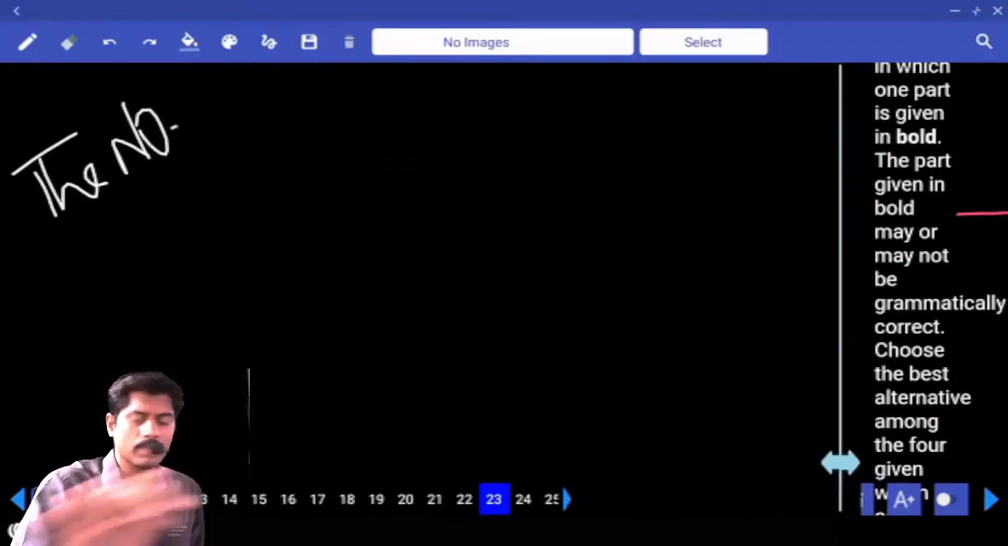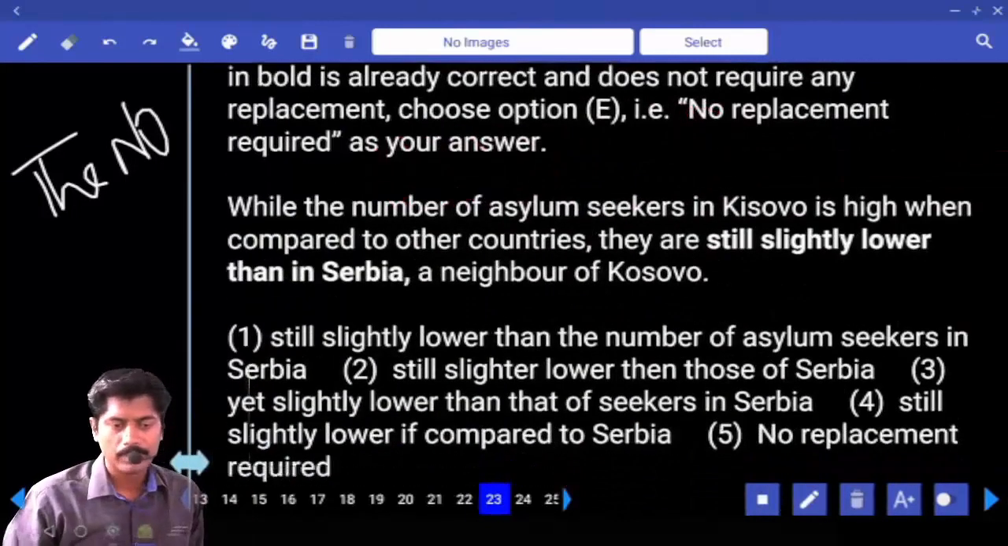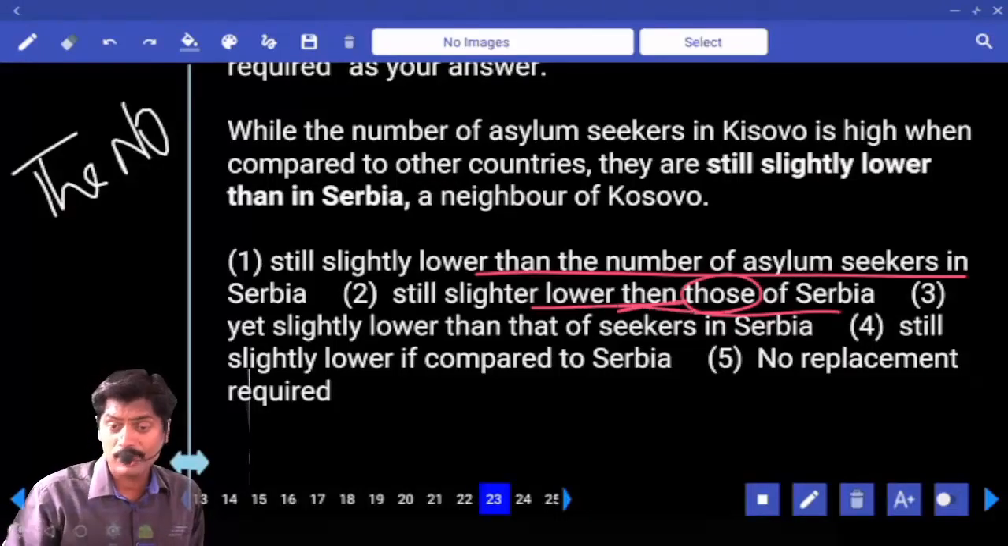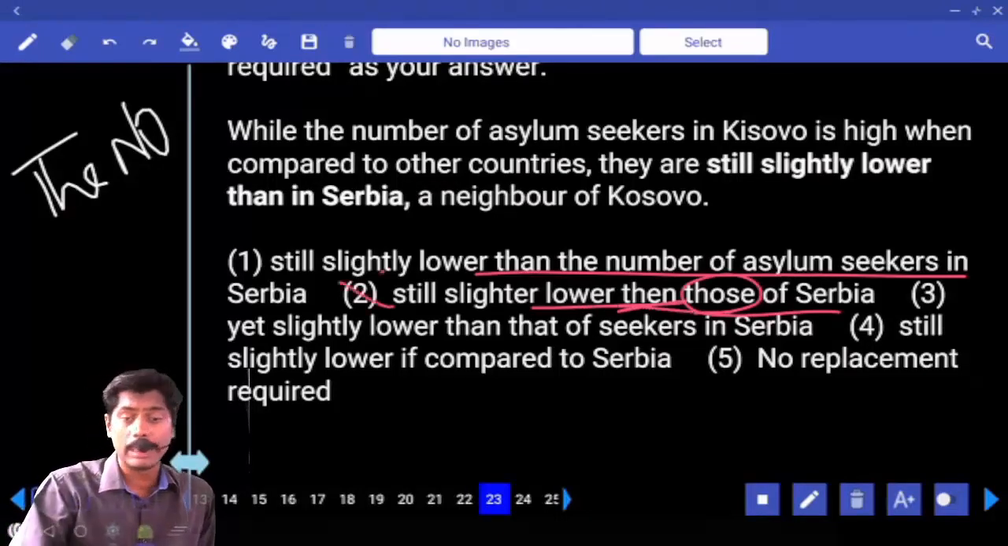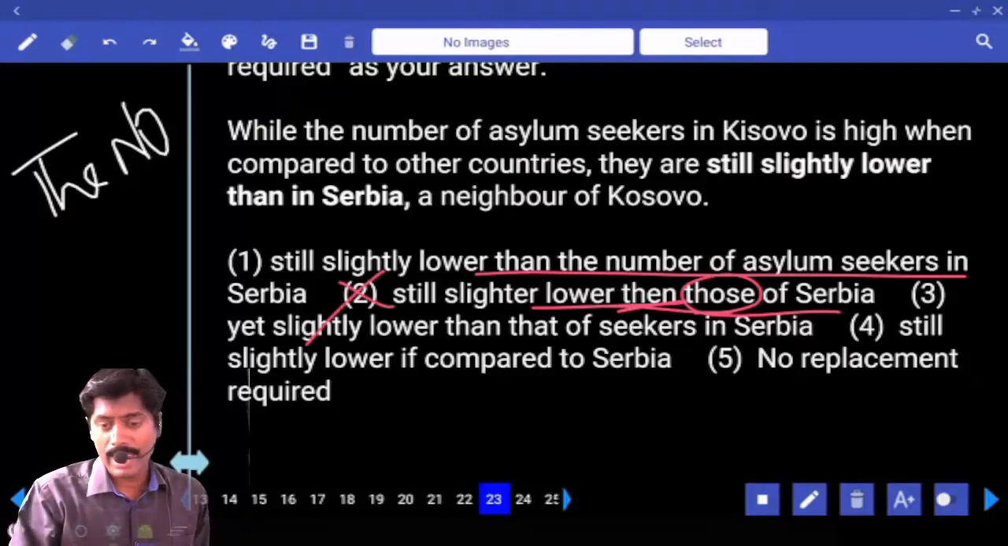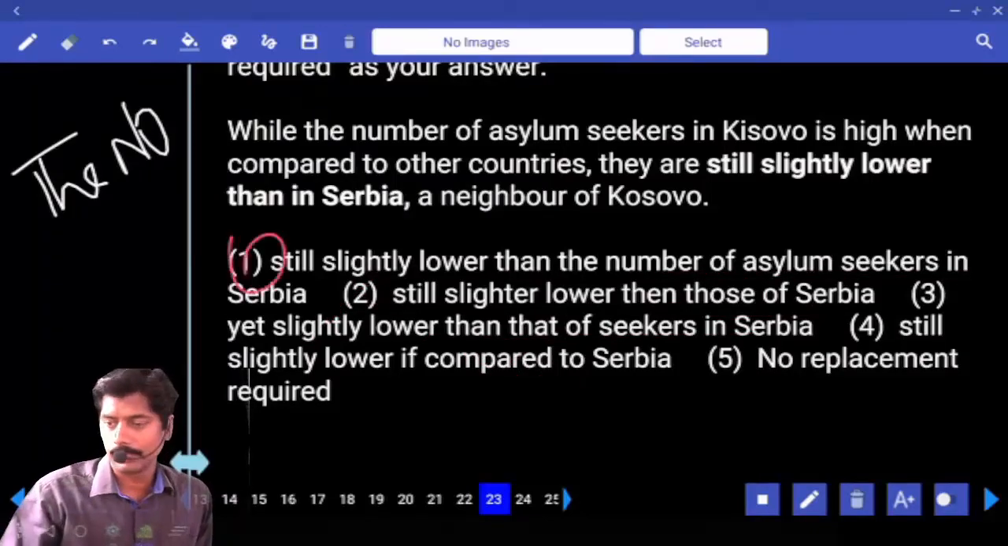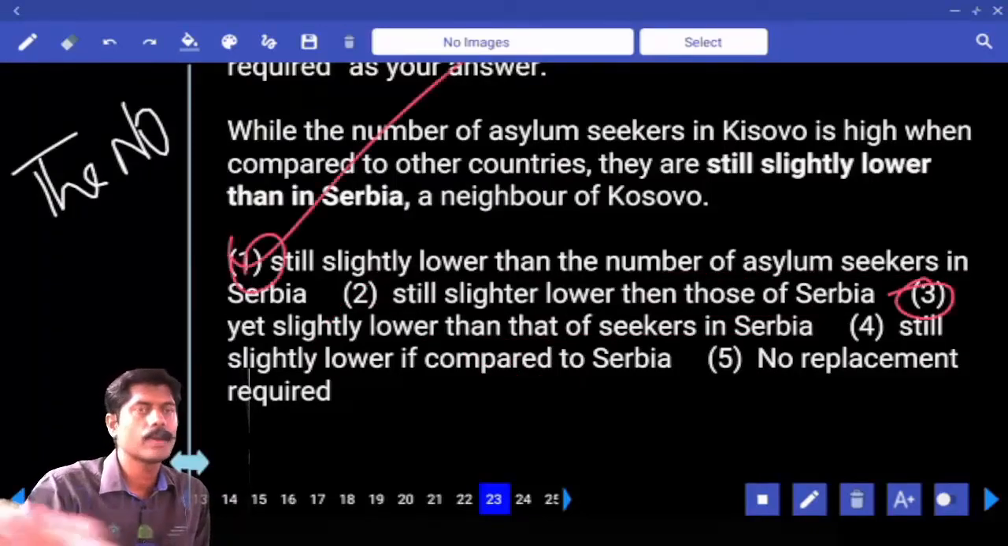Let me look at the options later on. I'll explain that. Lower than the number of asylum seekers in Siberia, yes. Lower than those of. But then, for comparison, do we use then? No. Lower than that of seekers, still lower if? No. Answer 1, 3. 1 is the right answer.